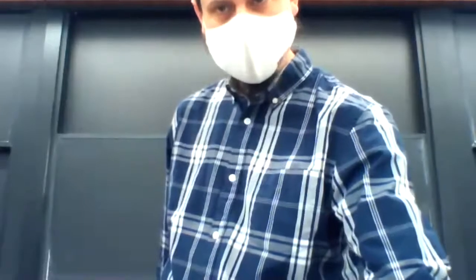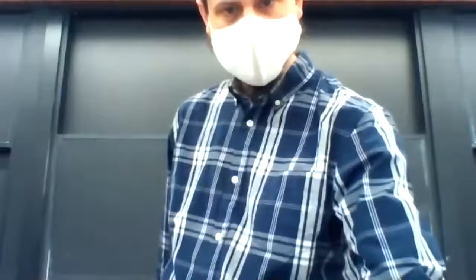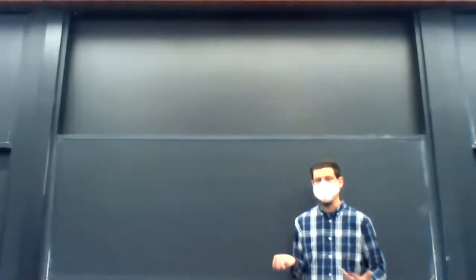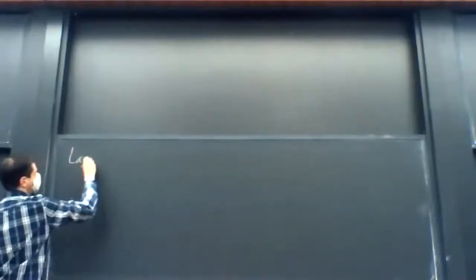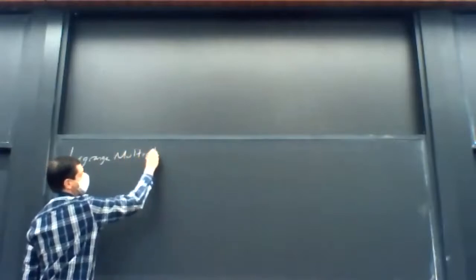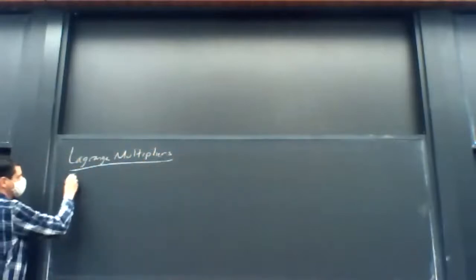This is multivariable calculus. And what we're going to be doing today is we're going to be doing Lagrange multipliers. So we've already talked a lot about the theory behind Lagrange multipliers and why they work. Now we're going to apply it to some specific problems. So when we do Lagrange multipliers, this is constrained optimization.